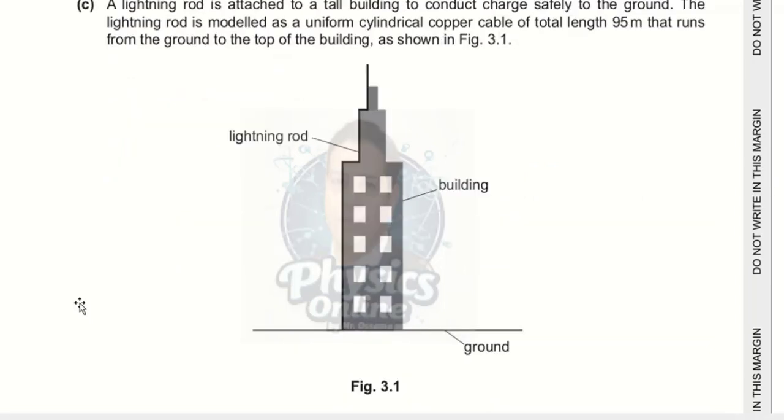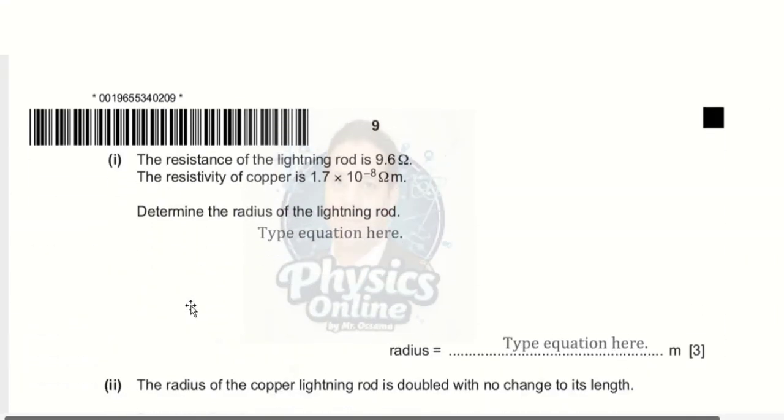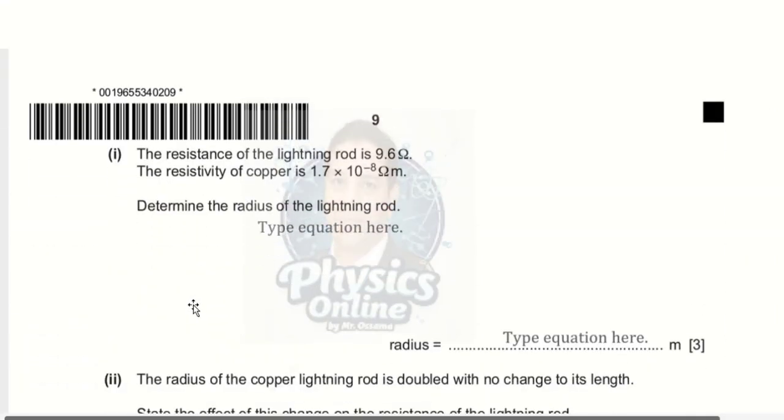A lightning rod is attached to a tall building to conduct a charge safely to the ground. The lightning rod is modeled as a uniform cylindrical copper cable of total length 95 meters that runs from the ground to the top as shown. Here we have the lightning rod, this wire here, from the top of the building to the ground. The resistance of the lightning rod is 9.6 ohm.